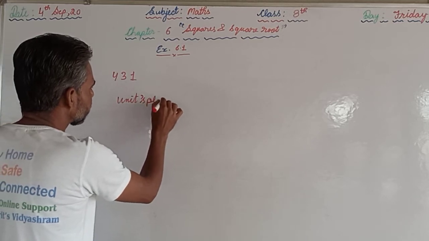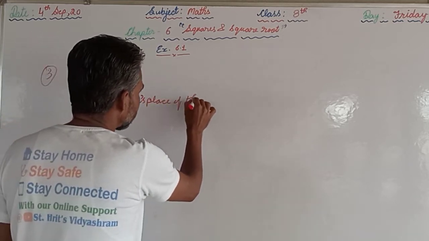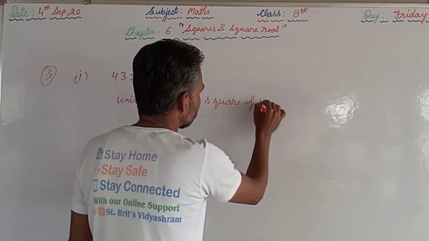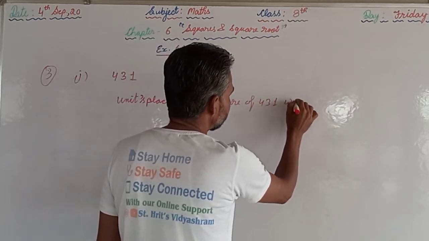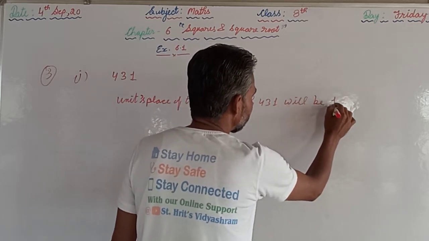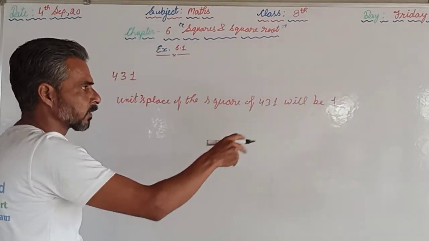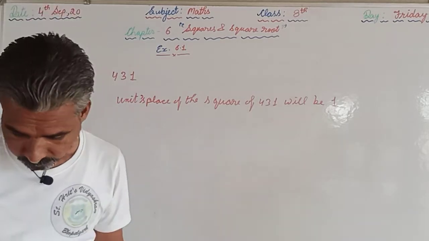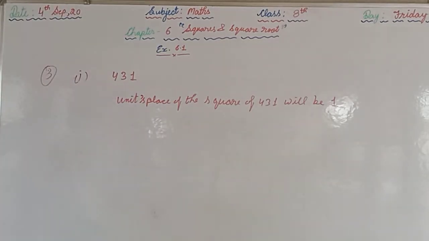place of the square of 431 will be 1, because 1 into 1 is 1. So if the units place is 1, which is odd, the number will be odd. So like this we are supposed to do.